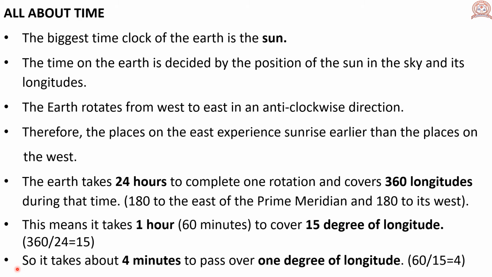So it takes about 4 minutes to pass over 1 degree of longitude. That is 60 divided by 15. We get 4. Once again, the Earth takes 24 hours to complete 360 longitudes, and it takes 1 hour to cover 15 degrees of longitude. So it takes about 4 minutes to pass over 1 degree of longitude.